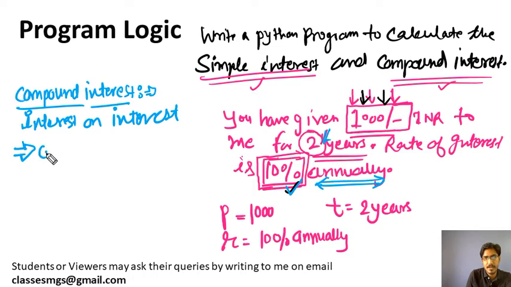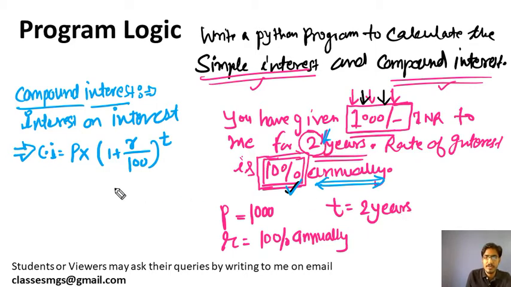Compound interest can be calculated using this formula: P into (1 plus R by 100) power T, where P is the principal, R is the rate of interest, and T is the time. Okay. So how is the compound interest calculated? Let's suppose for the first year, in simple interest we give 10% interest for 2 years. We don't charge interest on the interest earned in the first year. Let's suppose in the first year you will earn the interest.